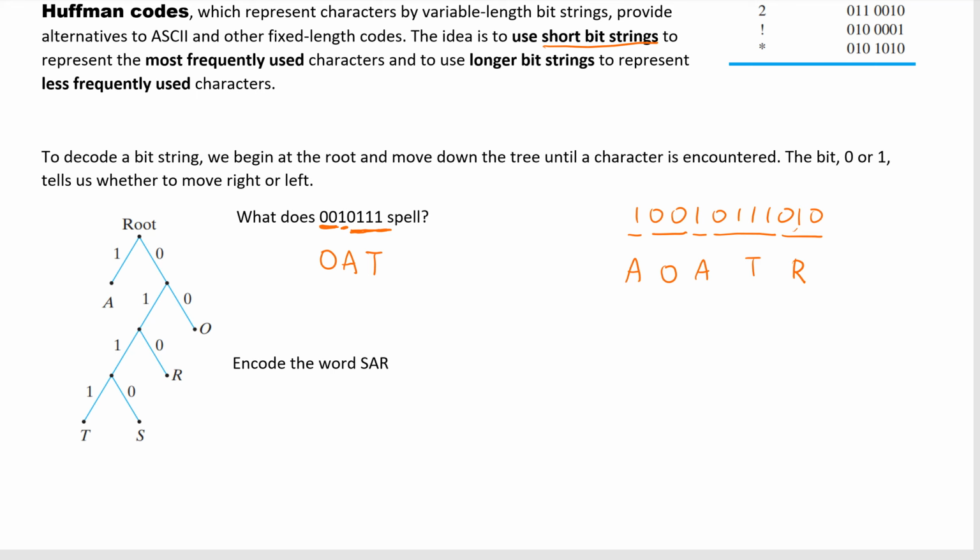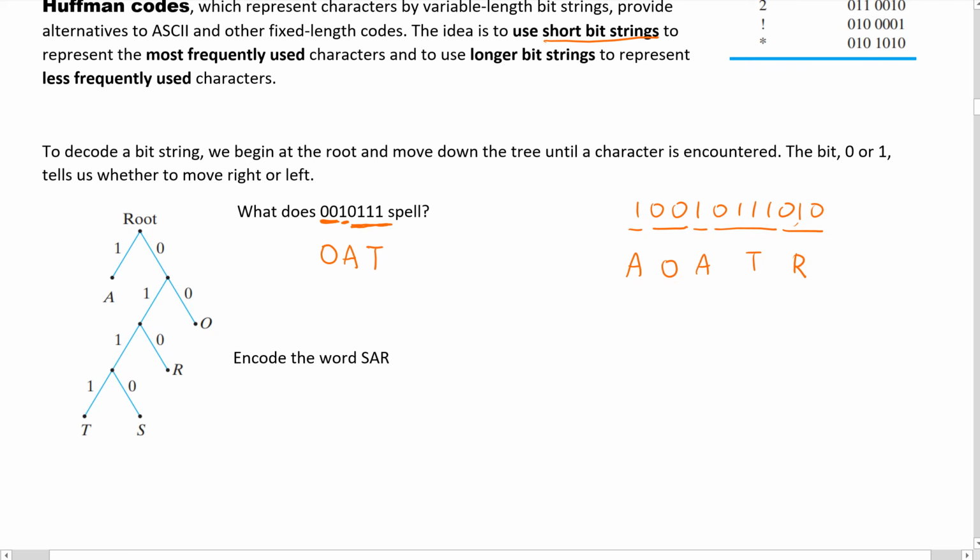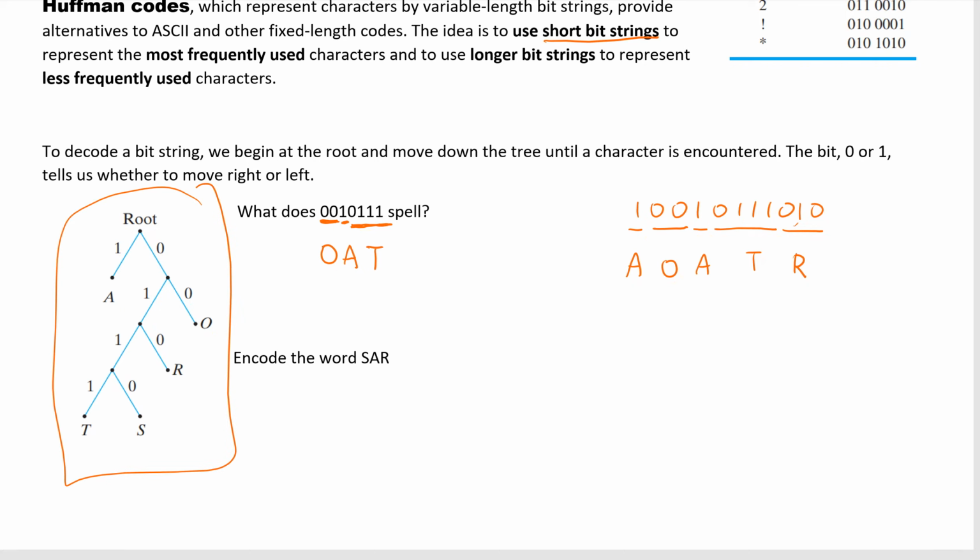So far so good, everybody? Yes. Okay, so with the Huffman trees, sometimes you can create a secret code with your friends. Because only you and your friends know this tree, so you guys can decode.